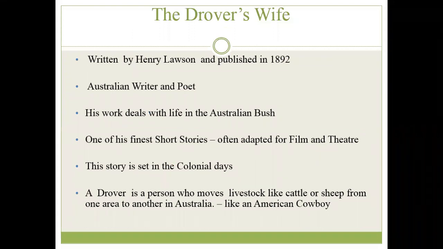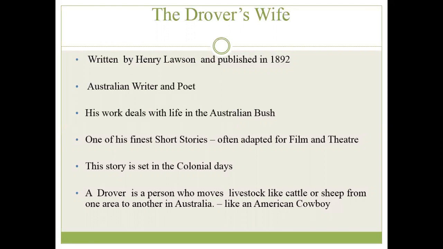The Drover's Wife was published in 1892, written by Henry Lawson, who was born on 17th June 1869 and died on 2nd September 1922. He was an Australian writer and poet. He is referred to as Australia's greatest short story writer. Most of his work focuses on the Australian bush. This refers to the sparsely inhabited rural area.